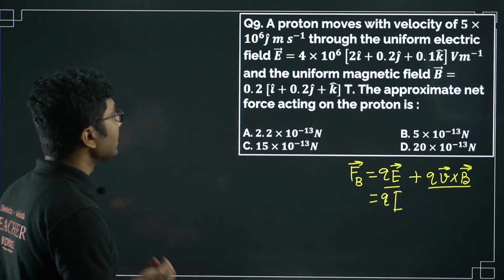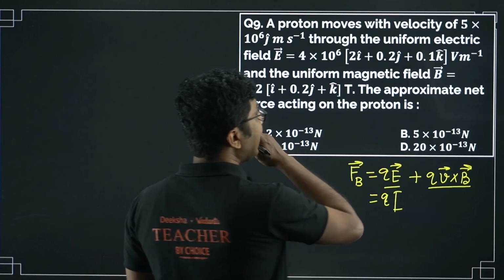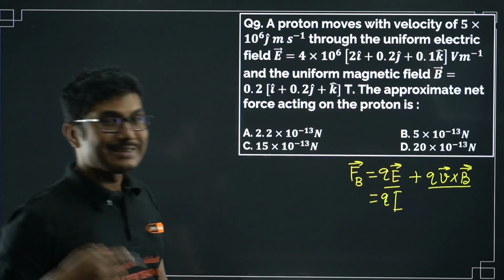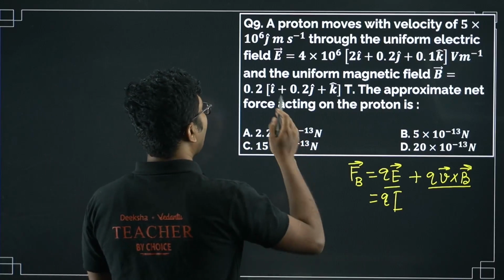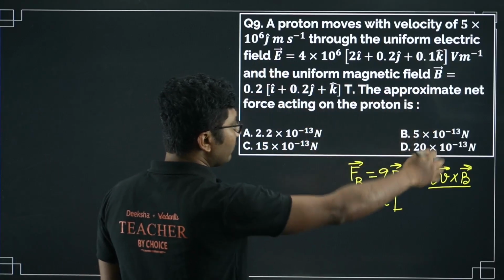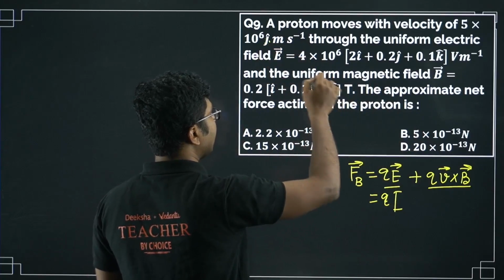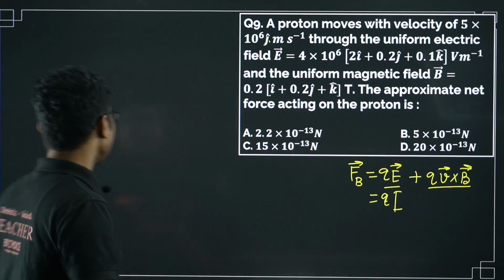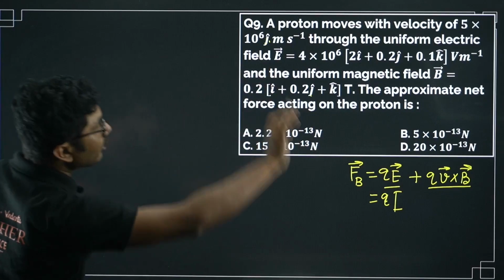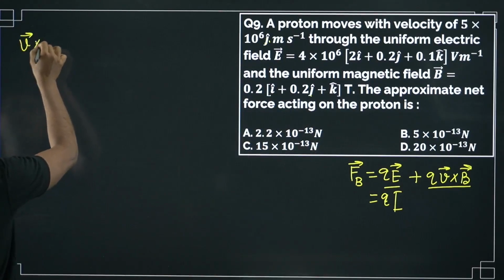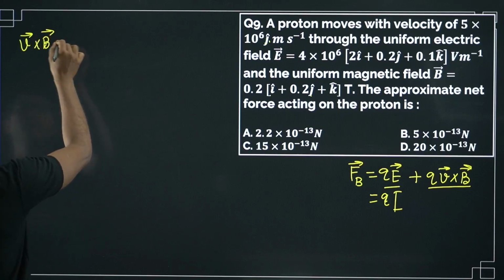How to do V cross B? So V is given here, j cap. V is j cap. So we will do V cross B, right? So j cross I, j cross j, j cross k. That is the easiest solution. Okay. So the constant will be constant, 5 into 10 to the power 6. So V cross B, I will show you how to do this.